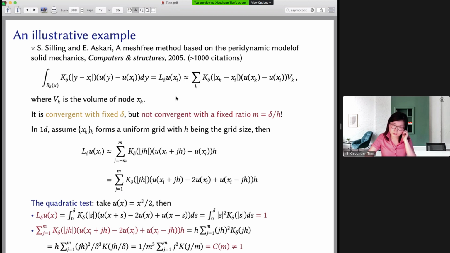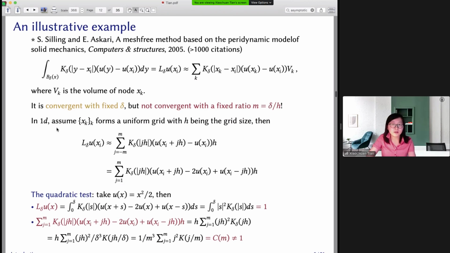Now I want to say that for this method, it's convergent with a fixed delta, namely when we test the m convergence, it's convergent, but it's not convergent with a fixed ratio m. So why? I'll show you the reason why, it's not difficult. In 1D, you can actually write this approximation. If the xk form a uniform grid and h is the grid size, then you can write this approximation this way. And if you write it in a central difference form, it looks like this.